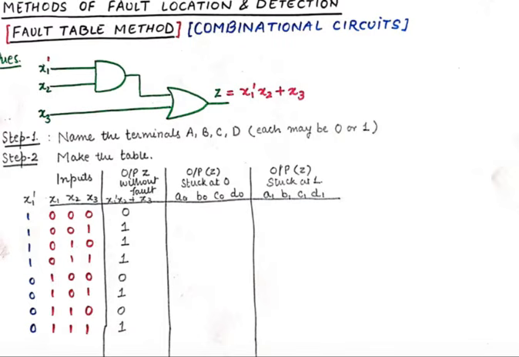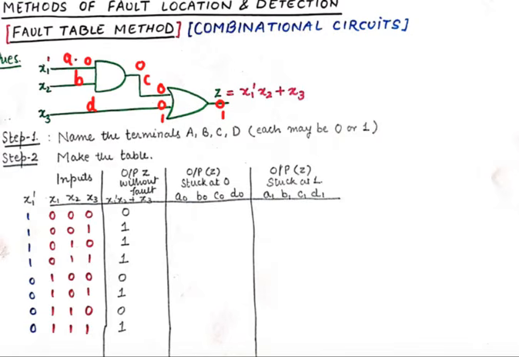Now when A is stuck at 0, let's inspect that case. When this terminal is stuck at 0, of course we'll get a 0 here, and everything will depend upon this. And this is, by the way, D. This was our B. This was our C. Now when C is 0, one input of the OR gate is 0, so everything will depend upon the other input. If this input is 0, we'll get a 0 here. If this input is 1, we'll get a 1 here.